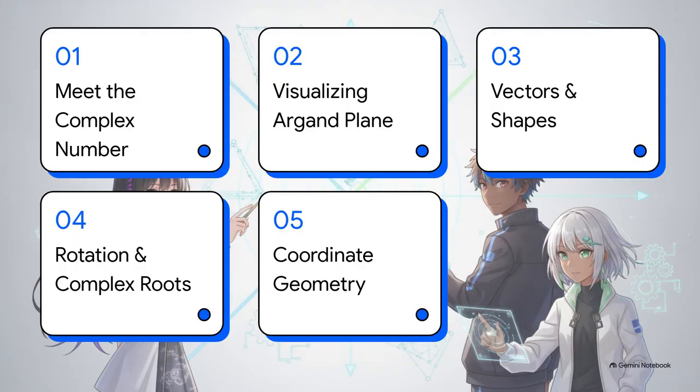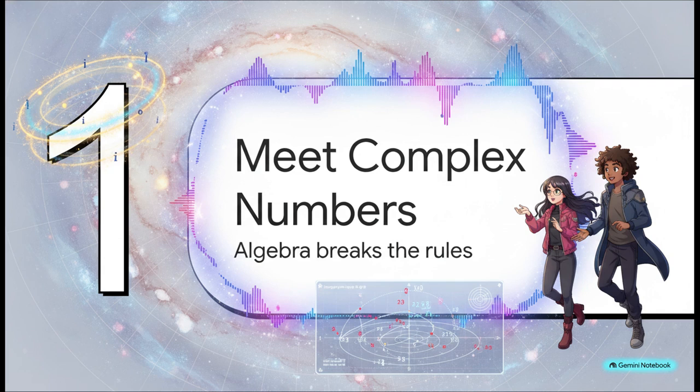Okay, let's take a quick look at our roadmap for today. We'll start with meeting the complex number, then visualize the Argand plane, move on to vectors and geometric shapes, tackle rotation and complex roots, and finally wrap it all up with complex coordinate geometry. So, part 1, meet the complex number. This is where algebra absolutely breaks the rules.